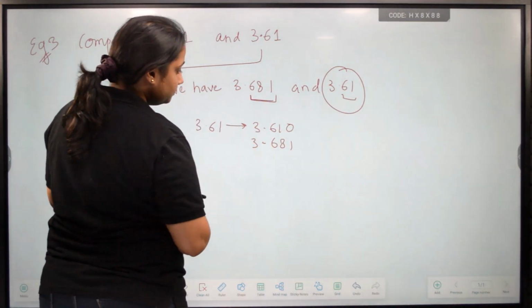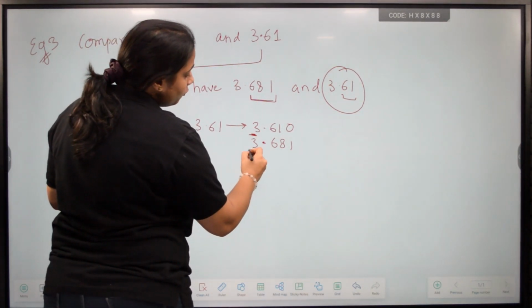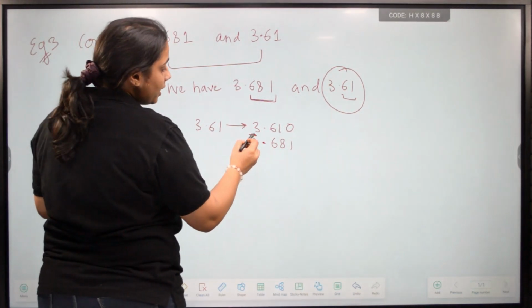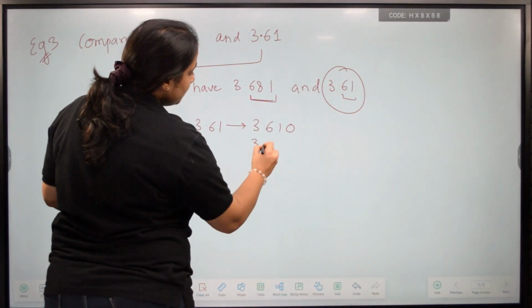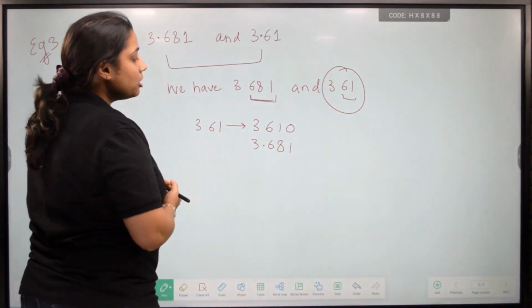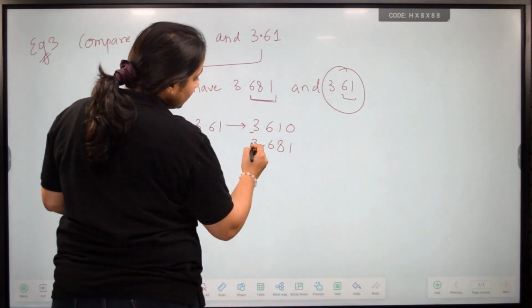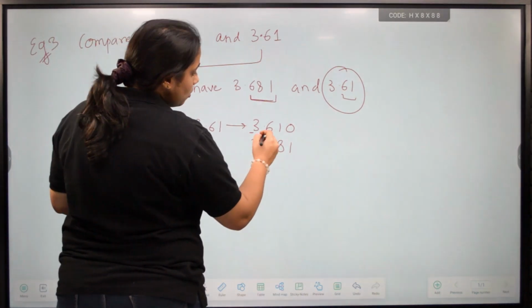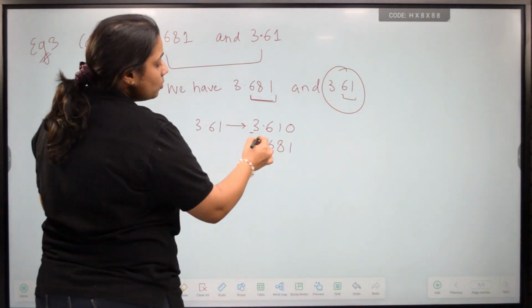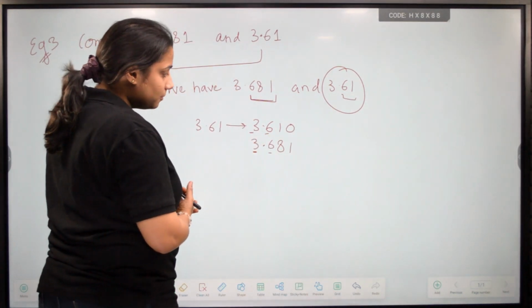Now write the other number, 3.681. Start comparing from the left hand side of the decimal. We can see that we have 3 here and 3 here. So there is no comparison because they are equal. Now coming to the right of the decimal, we can see that we have 6 here and 6 here. So again there is no comparison.